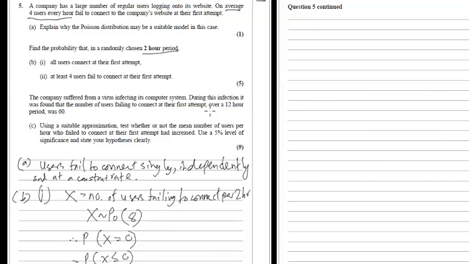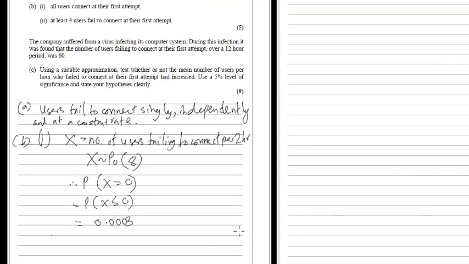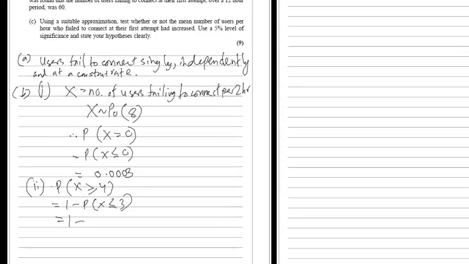Question number B2. At least 4 fail to connect. So at least 4 fail to connect, that means more than 4 people or equal to 4 people fail to connect. That means 1 minus probability of X is less than or equal to 3, 1 minus 0.0424 from the table. If you look up the table where lambda is 8, then if you subtract, 0.9576.